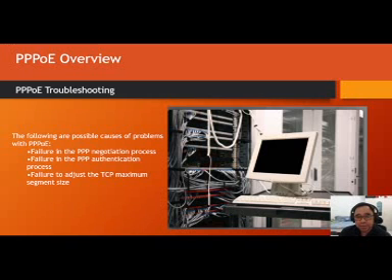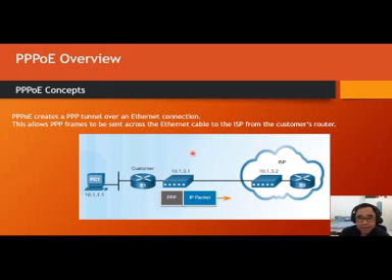So PPPoE troubleshooting. The following are possible causes of problems with PPPoE. Failure in the PPP negotiation process. Failure in the PPP authentication process. And failure to adjust the TCP maximum segment size. So these are the PPPoE concepts. PPPoE creates a PPP tunnel over an internet connection. So this allows PPP frames to be sent across the internet cable to the ISP from the customer's router. Okay, this is the ISP. Okay, this router to the customer PC.